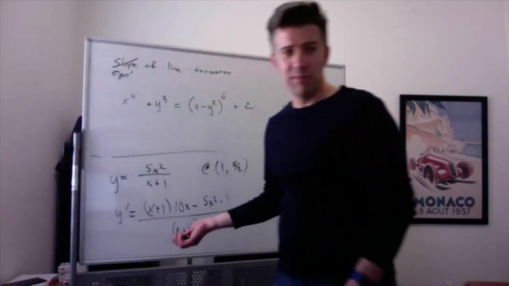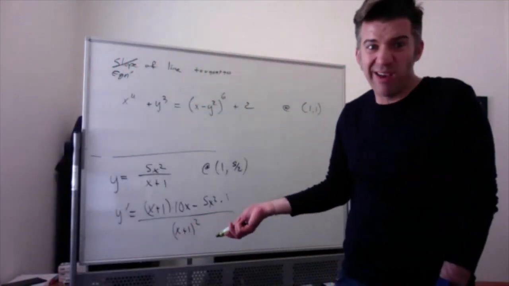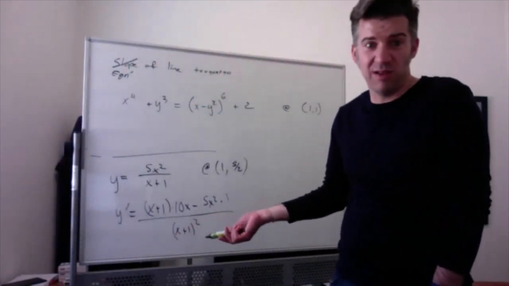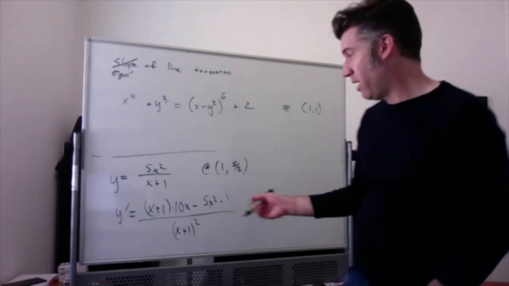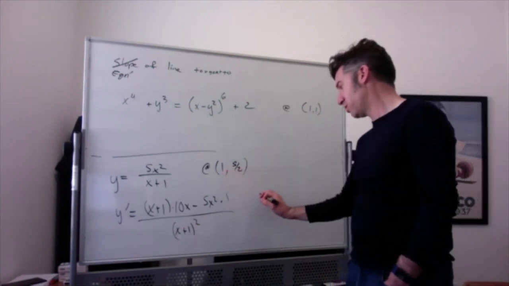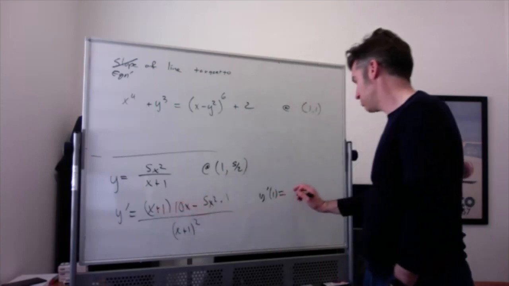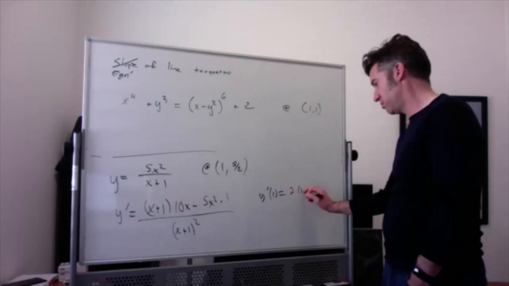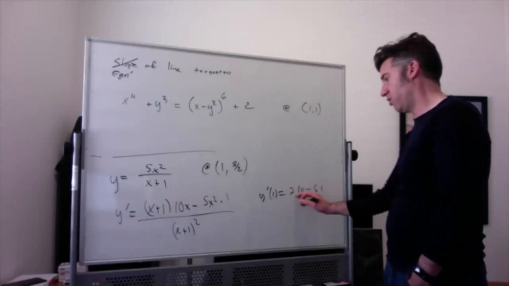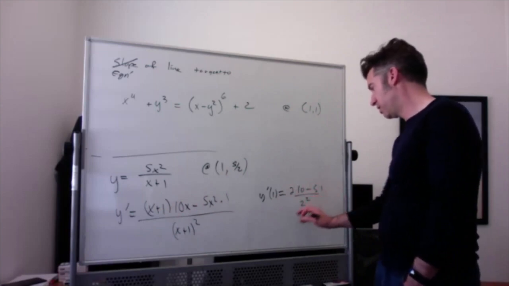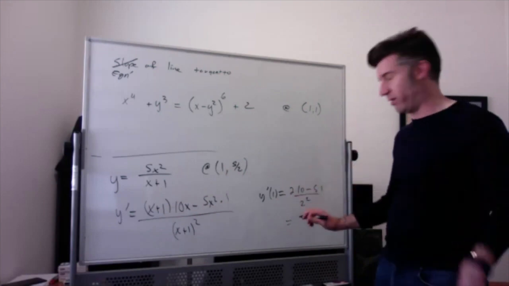Sure, you could simplify that, but why? I'm just trying to find the slope of the tangent line. I don't need to know what the derivative is everywhere. I can know what the derivative is right there. So y prime at 1 is going to be 1 plus 1 times 10 minus 5 times 1, over 1 plus 1 squared, which is going to be 20, I don't really care, it's 15 over 4.